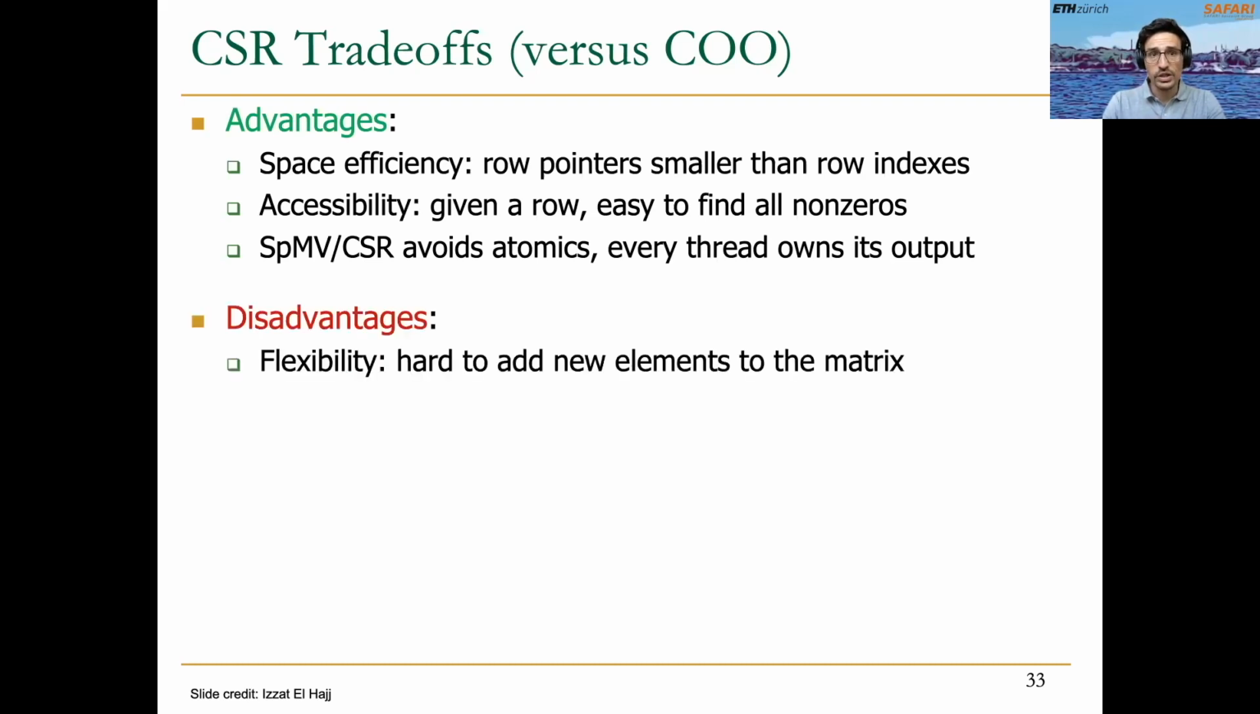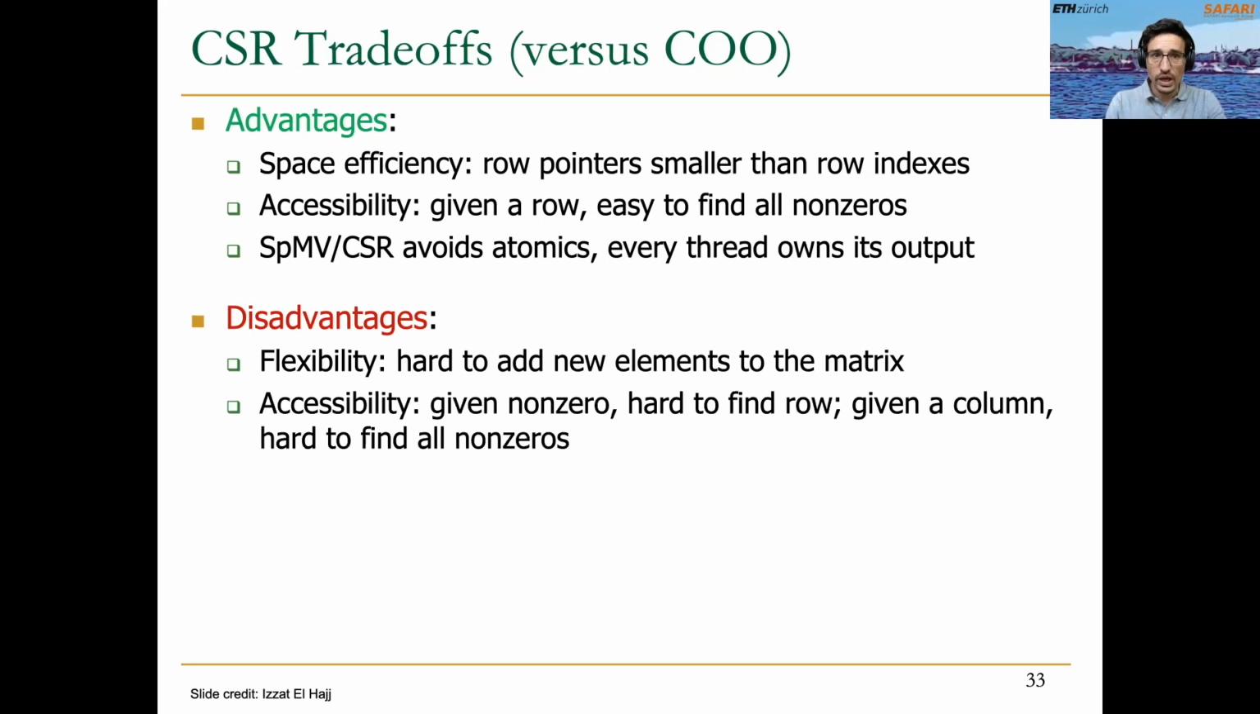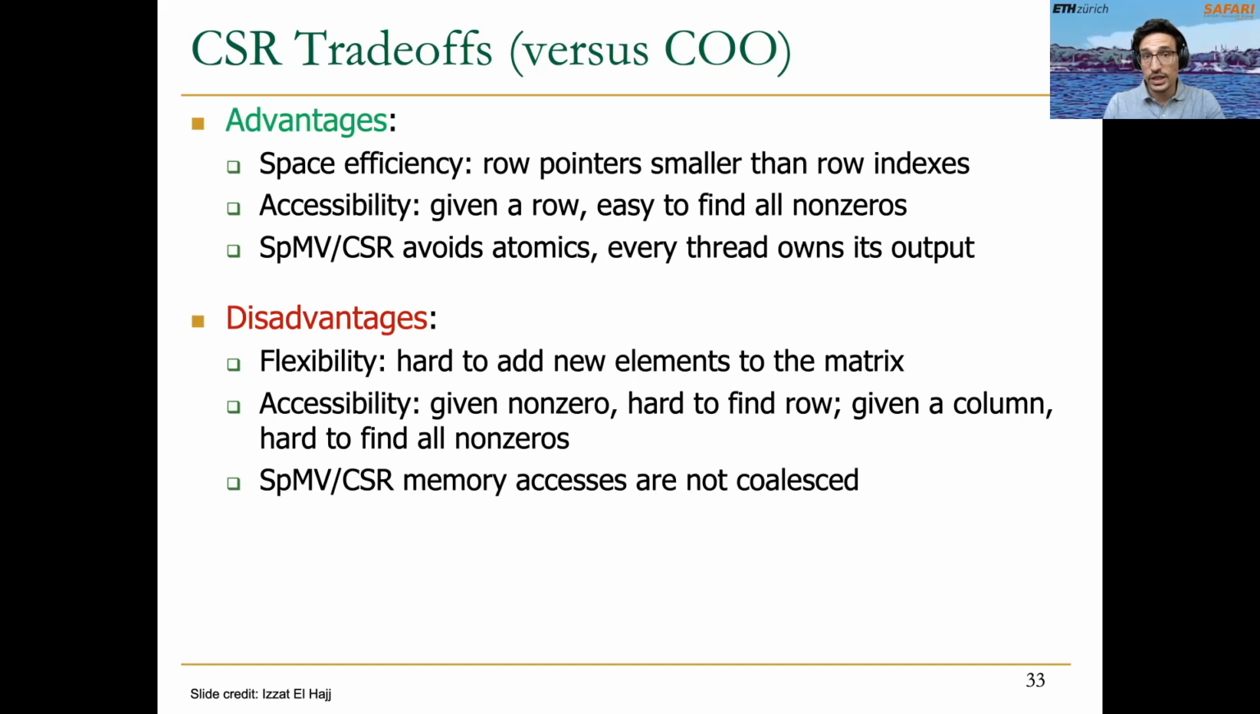In terms of disadvantages, in terms of flexibility, it's hard to add new elements to the matrix. In terms of accessibility, given a non-zero, it's hard to find its row, and given a column, it's hard to find all non-zeros. And the one big issue here is that the memory accesses are not coalesced, because every thread is accessing at a certain distance from the neighboring threads, because they access values of the same row. There is also control divergence, because the number of non-zero elements in each row might be very different, and this will make some threads finish the execution earlier than others. So we have control divergence and load imbalance.